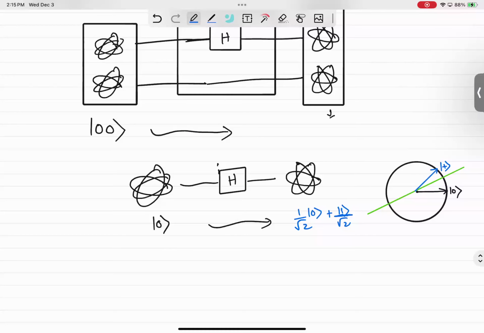Okay? So here I have 2 qubits. So what should happen? Any guesses? Yeah, exactly. That's exactly what happens. I would get 1 over square root 2 times 0, 0 plus 1 over square root 2 times 1, 0. Okay? All right? Any questions? This is simple enough, right?